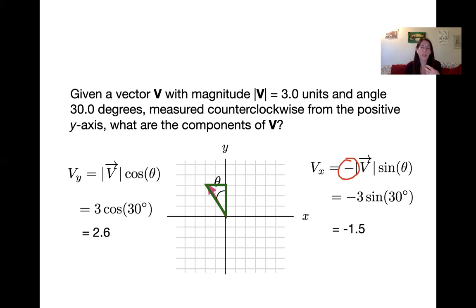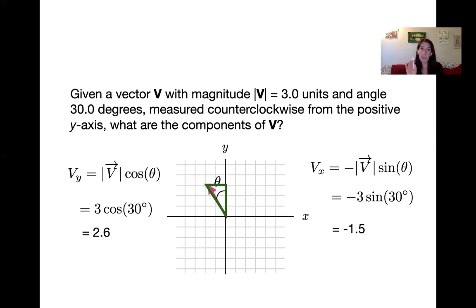So thinking about vectors in this way, where we've drawn a triangle, you're always going to end up with a positive answer. But sometimes our vectors are pointing in the negative x direction or the negative y direction. And so I've included that explicitly on my own to tell us that this component should be negative because it's the negative x direction. Now I just plug in the values that are given, and if we plug those into our calculator, then you should get 2.6 for the y component and negative 1.5 for the x component.